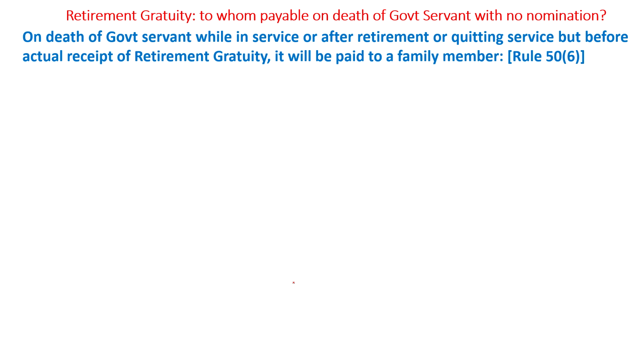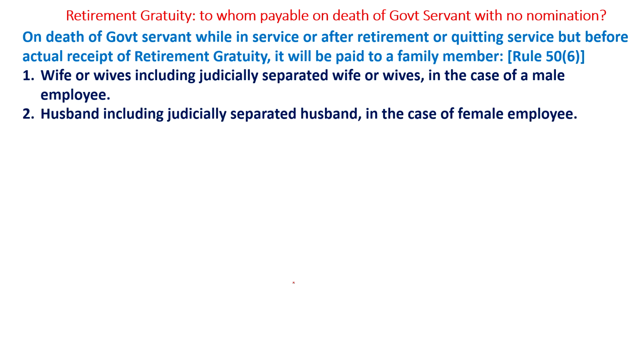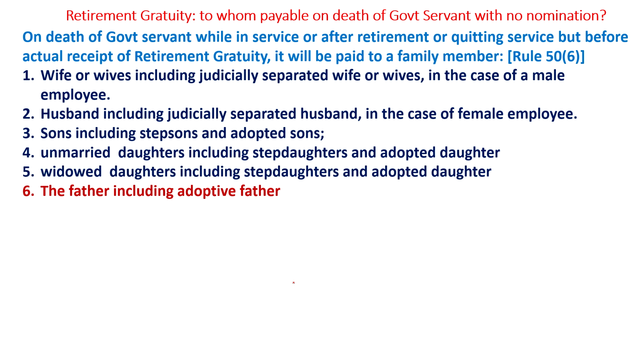Let us see. On the death of the government servant while in service or after retirement or quitting service, but before actual receipt of retirement gratuity, it will be paid to the family members as follows. First, the wife or wives, including the judicially separated wife or wives in case of male employee. Second, the husband, including the judicially separated husband in case of female employee. Third, sons, including stepsons and adopted sons. Fourth, unmarried daughters, including stepdaughters and adopted daughters. Fifth, the widowed daughter, including stepdaughters and adopted daughters.